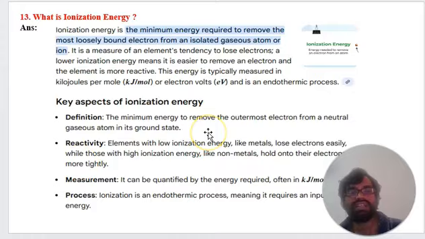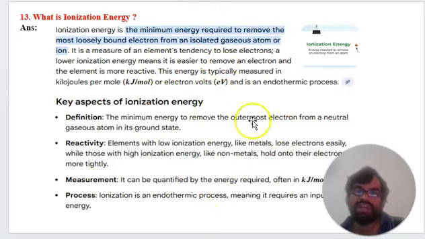Now coming to the 13th question: what is ionization energy? Ionization energy is a very important question. It has come in previous exams in both long answer and short answer questions. The simple definition is the minimum energy required to remove the most loosely bound electron from a gaseous atom or ion. You can read more and you will understand what ionization energy is.